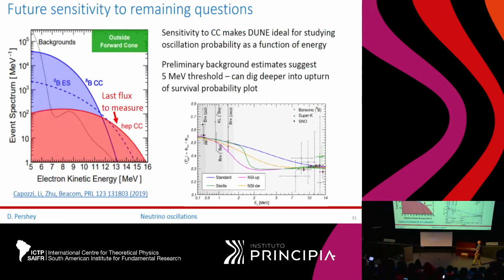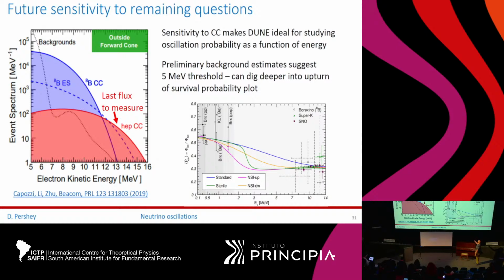And then just moving on to what physics DUNE can do. This is an estimate from a theorist of what the boron-8 charged current interactions will look like and what hep charged current interactions will look like. We can precisely measure this knee in the DUNE experiment and make a detection of this last flux of solar neutrinos. Since we are looking at a charged current interaction in DUNE, we can get very good estimates of the neutrino energy and very precise measurements of the survival probability down to maybe about 5 MeV as a threshold.